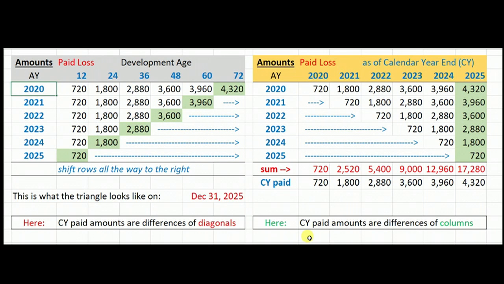The other reason I wanted to point this out is that if you're in the United States, this on the right is how triangles are formatted in the annual statement in Schedule P, but that's something that's not covered until Exam 6. So I think that gives you a conceptual idea of what development triangles are all about. There are a couple of supplementary exercises that you can download in the wiki.